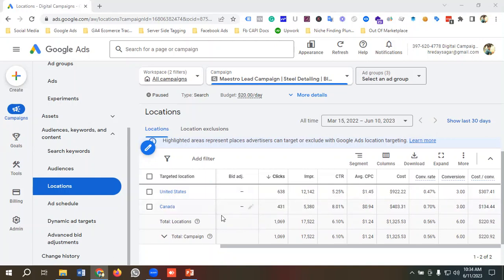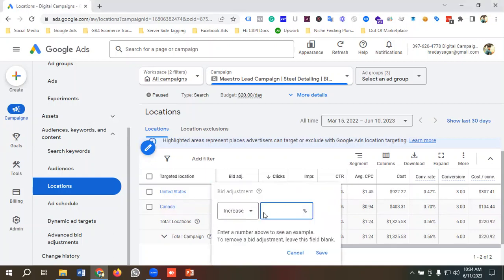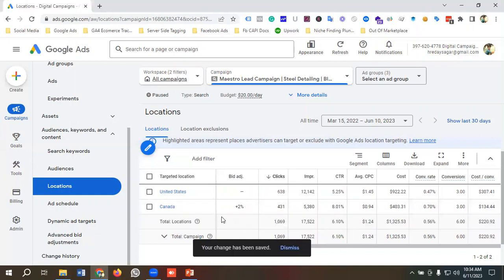So we can increase the bid by 2%. For increasing the bid, I need to click on this pencil button. Then you can either increase the bid from here or decrease the bid from here. For the time being, I'm going to choose increase and I'll give 2% here. Like you can see over here, a $10 bid will become $10.20. Okay, so I'm going to click on save. So whenever a user comes from Canada, he will be bid 2% higher.